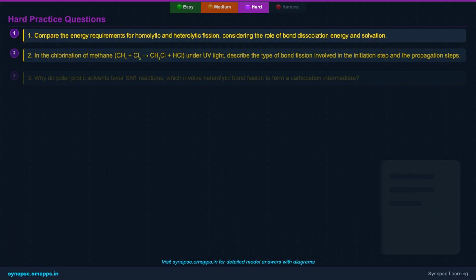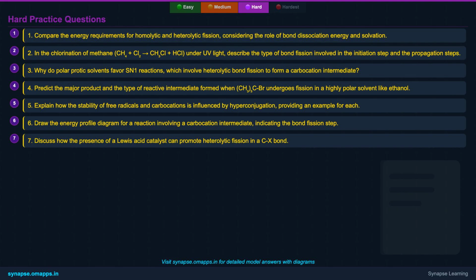It's time for some hard-hitting questions. Q1. Compare the energy requirements for homolytic and heterolytic fission, considering the role of bond dissociation energy and solvation. Q2. In the chlorination of methane under UV light, describe the type of bond fission involved in the initiation and propagation steps. Q3. Why do polar protic solvents favor SN1 reactions, which involve heterolytic bond fission?